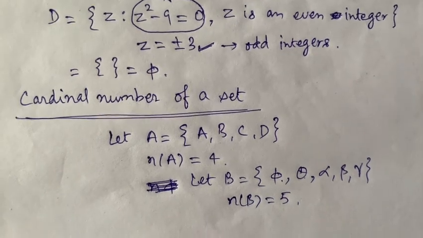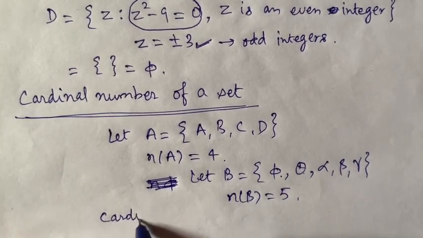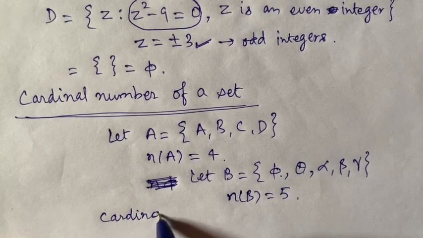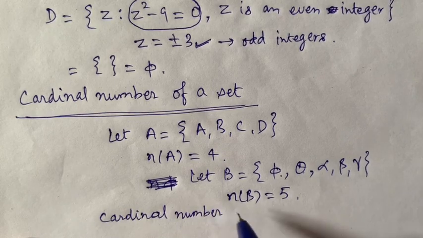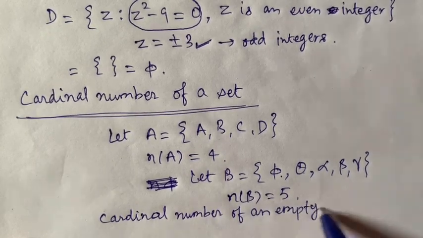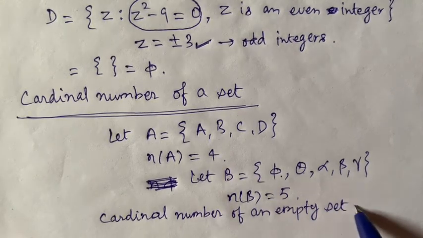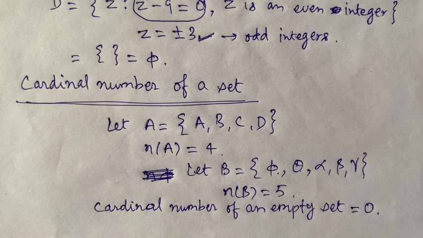Now the cardinal number of an empty set, we will need to write in words. Cardinal number of an empty set is equal to 0. That means we won't have any element there for the empty set, so the cardinal number will be 0.